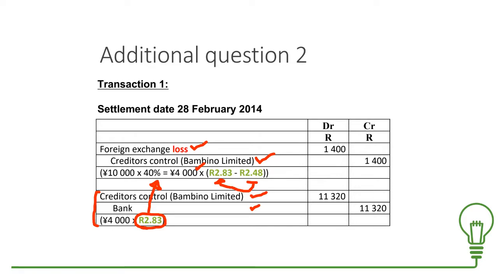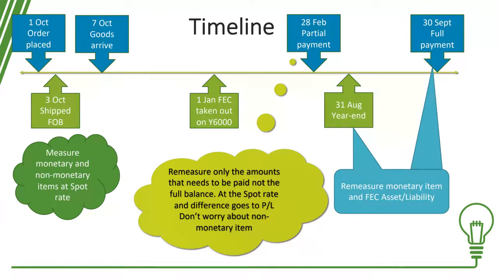If anyone has any questions, please just pop it in the chat. So, guys, we are now at the first settlement date, and we want to go to year-end date. Now, a question with the creditor: we paid the 4,000, so we've still got 6,000 outstanding.